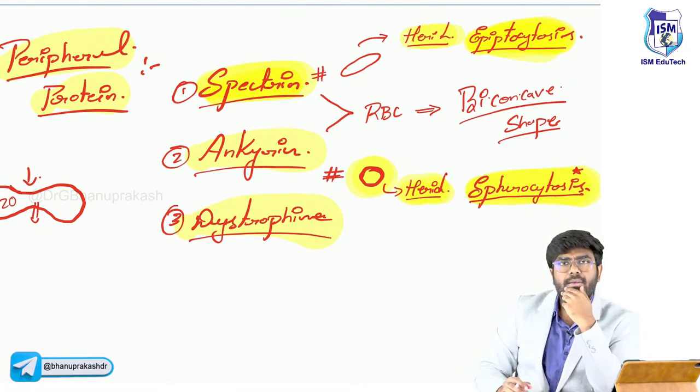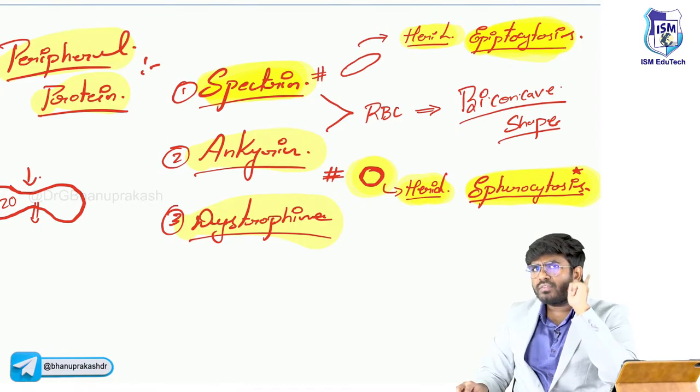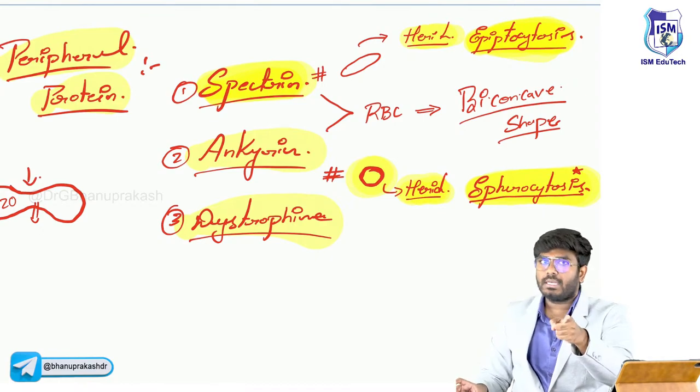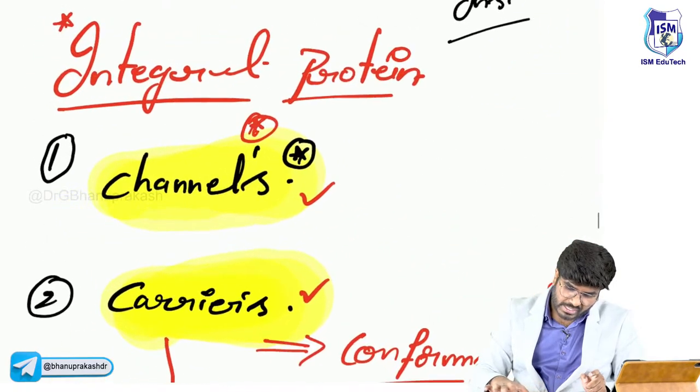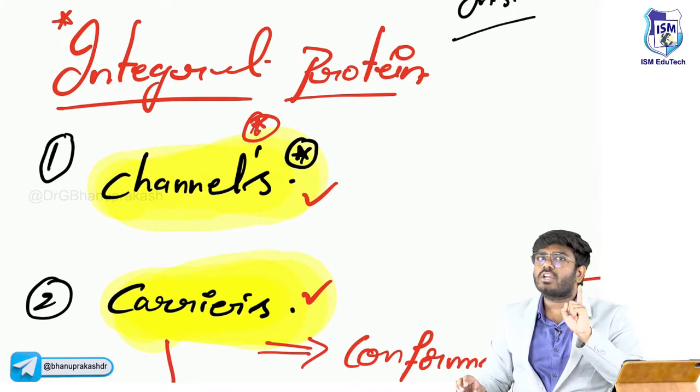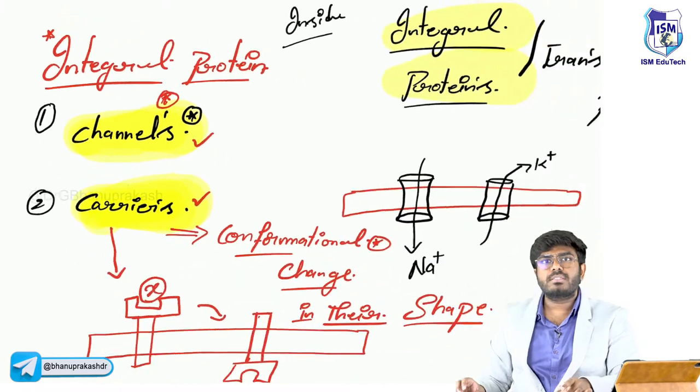Sir, spectrin and ankyrin, are they integral proteins or peripheral proteins? So, spectrin and ankyrin are peripheral proteins. Dystrophin, peripheral protein. Now, whenever in your life you hear the words carrier protein or channel, always the carrier proteins and channels are examples of integral proteins, not the peripheral proteins.